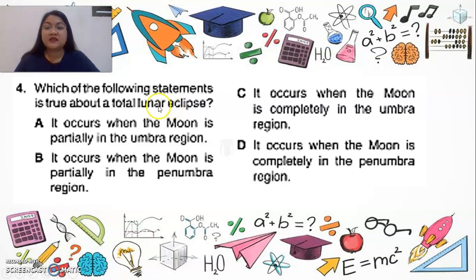Again, when we say total, it means all parts of the moon are covered by Earth's shadow. When we say darkest shadow, what part is it? Is it umbra or penumbra? 3, 2, 1. The correct answer is letter C. Very good. So, total lunar eclipse happens when the moon is completely in the umbra region. Again, umbra is the darkest part of the shadow.